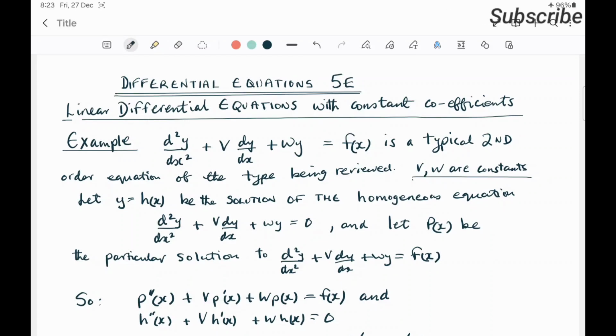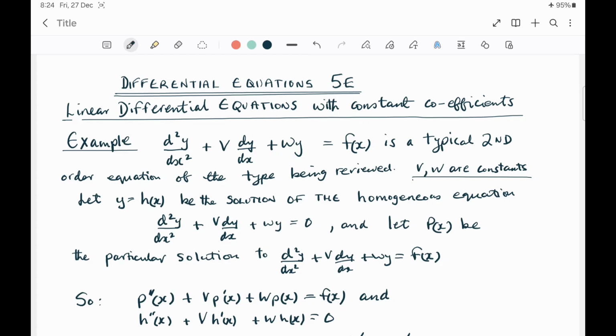We'll now come on to solving linear differential equations with constant coefficients, giving the full-scale version of such an equation. For example, let's take the equation d2y/dx² + v dy/dx + wy = f(x). This is a typical second-order equation of the type under discussion. v and w are constants.